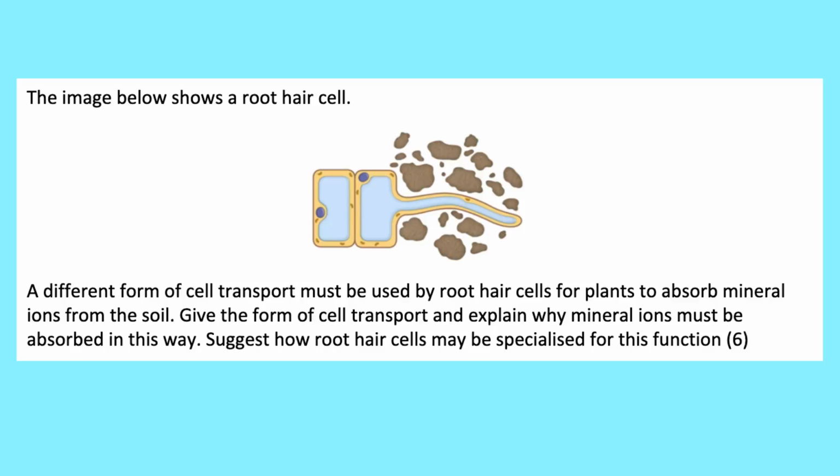Now we've got a 6 marker. The image below shows a root hair cell. A different form of cell transport must be used by root hair cells for plants to absorb mineral ions from the soil. Give the form of cell transport and explain why mineral ions must be absorbed in this way. Suggest how root hair cells may be specialized for this function.